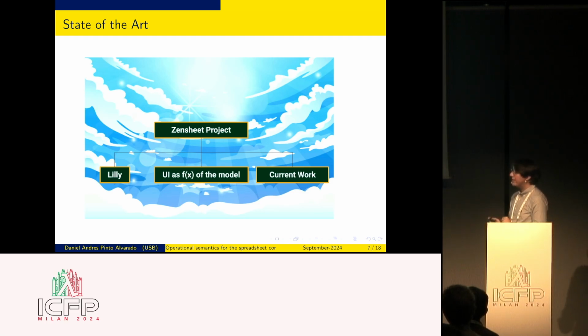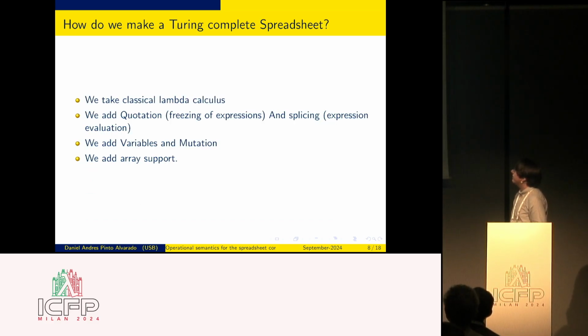Nevertheless, the Sensheit project offers the Lily language, which is a computing reactive language that offers UI as a function of the model. It offers orthogonal extensions such as lambda functions, nested structures, and gradual typing. The current work takes the Lily language and offers a formalization for a subset of it, which is called the Silly language.